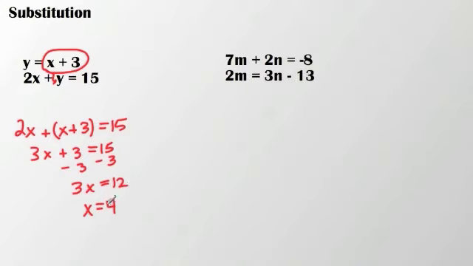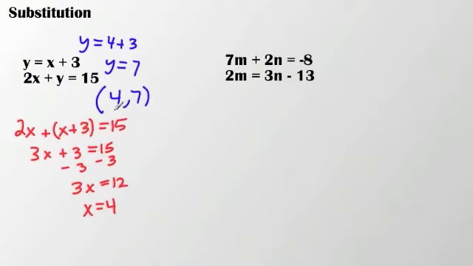Just like with elimination, you have to go back and solve for the y coordinate. So if I know x equals 4, I'm going to go back to my original equation here. Since y equals x plus 3, I'm just going to say y equals 4 plus 3. So y equals 7. So then the answer here is positive 4, positive 7. And when I check the values, y equals 4 plus 3, I know that 7 equals 4 plus 3, that's true. And 2 times 4 is 8, 8 plus 7 equals 15. So quick check shows that this answer is correct.